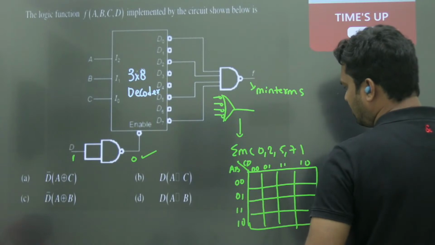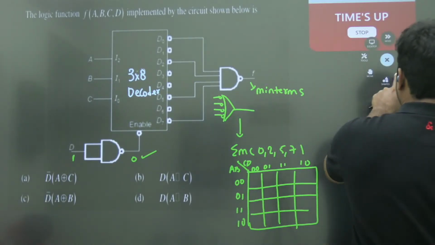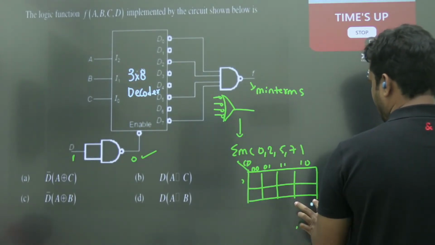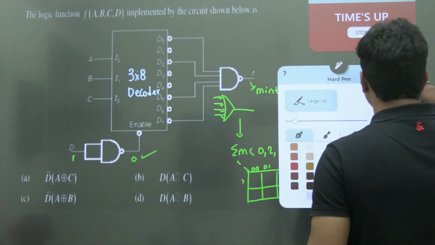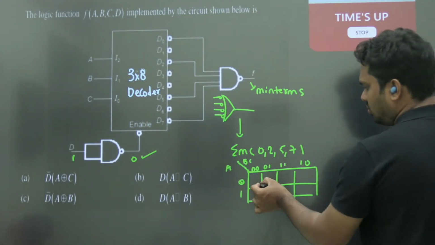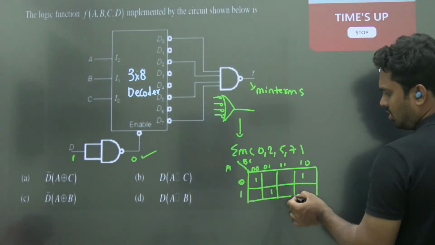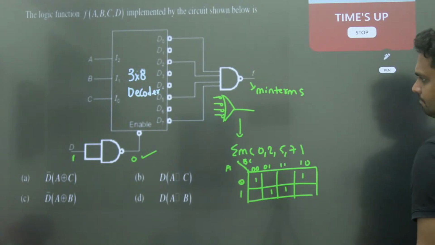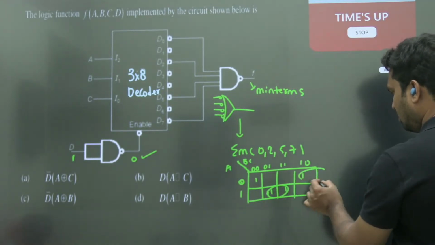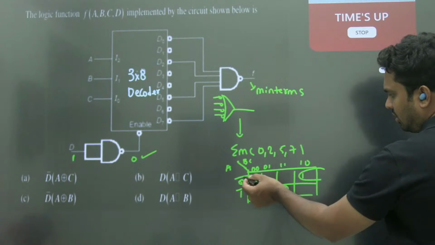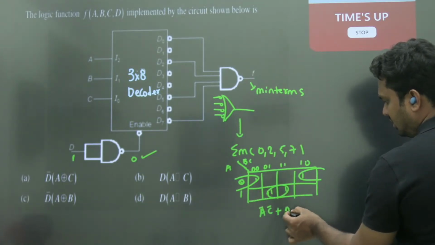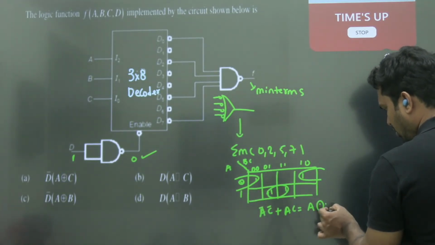You can do it by different patterns. So, I'll do one thing. Take A, B, C. The minterms 0 to 5, 7 are selected, right? 0, 2, 5, 7. So this will make a pair. This will make a pair. And what is the expression here? A bar C bar plus A C. That is A XNOR with C.